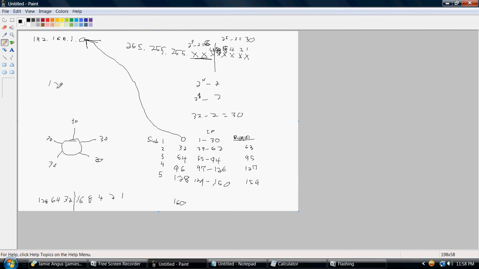Wait, let me recheck. Okay, so this should be 224. I'm not sure why I got 214, but whatever. So our new subnet mask would be 255.255.255.224, or whatever. I think I did that wrong, but whatever this number comes out to be should be this number right here.